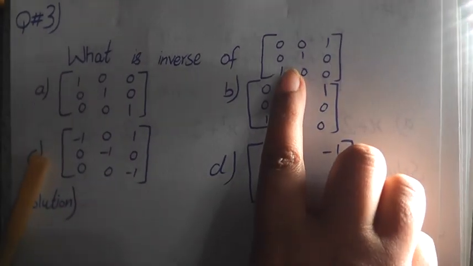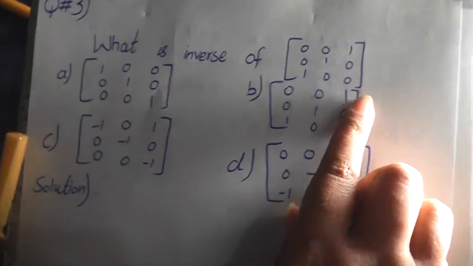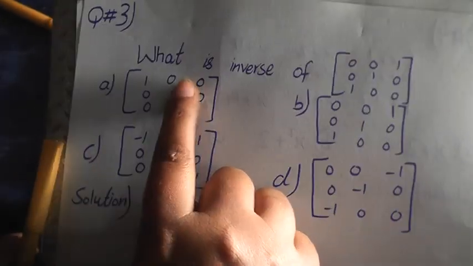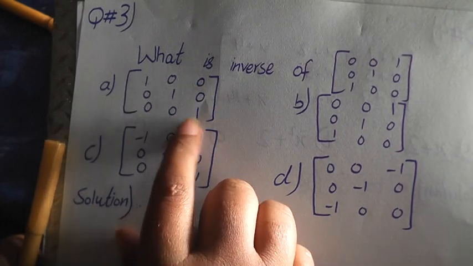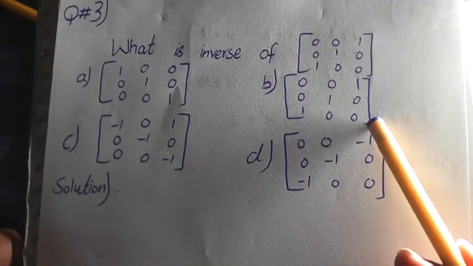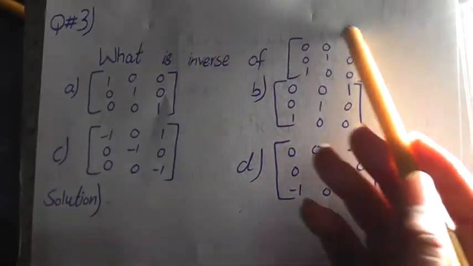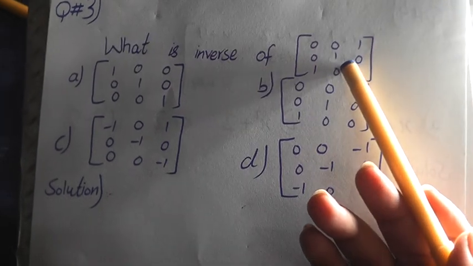Let's try another question. Question number 3. What is the inverse of this matrix? 0 0 1, 1 0 1, 0 1 0 0. Options are: A is 1 0 0, 0 1 0, 0 0 1, and B option is 0 0 1, 0 1 0, and C and D. These are the 4 options of this question.